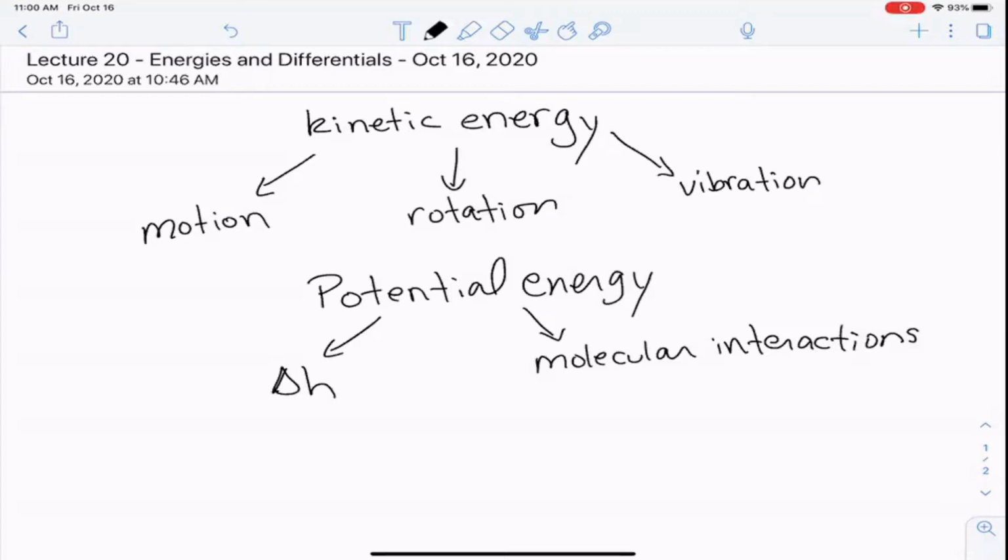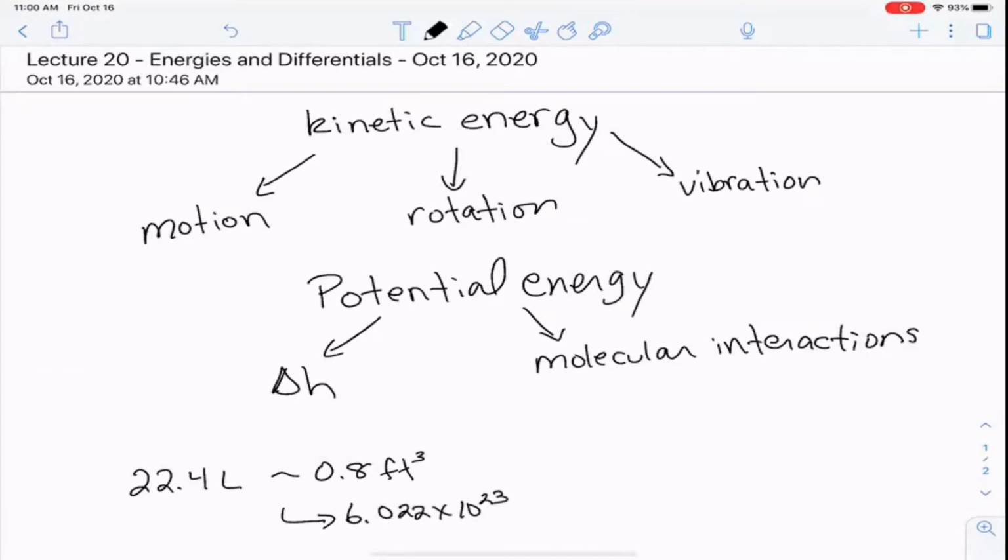And if we assume that the air in that room behaves as an ideal gas, which it should, we're way above the critical temperature for oxygen. Well, 1 mole of oxygen is 22.4 liters. And if that number doesn't have meaning to you, that's like 0.8 cubic feet. And at 1 atmosphere, 1 mole, room temperature, we have 6.022 times 10 to the 23rd molecules, right? This is Avogadro's number.